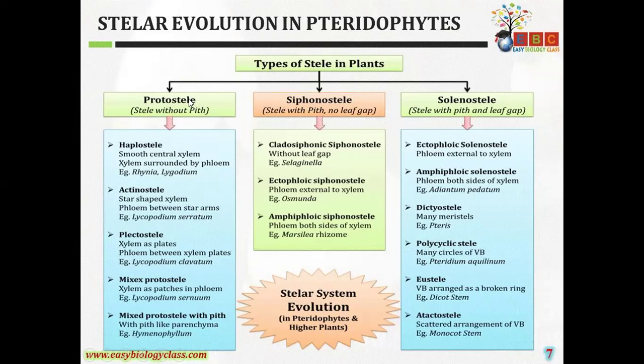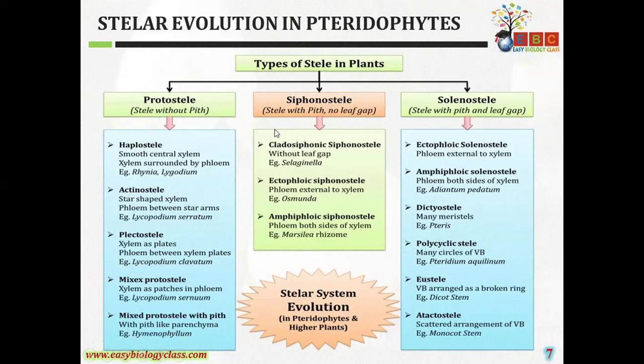Okay. So protostele condition, it is the stele without the pith region. And these are all the different types of the protosteles: haplostele, actinostele, plectostele, and mixed protostele. And these are the examples. And the mixed protostele here, it's an exceptional case, I told you, with the pith region. And example is Hymenophyllum. And the second category of the stele, that we call siphonostele.